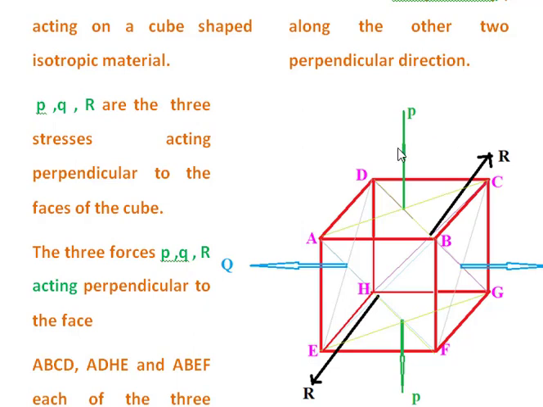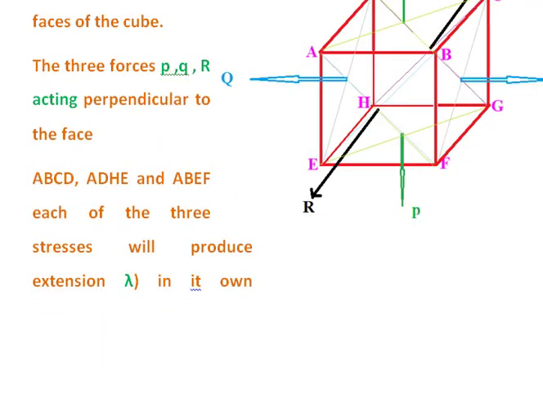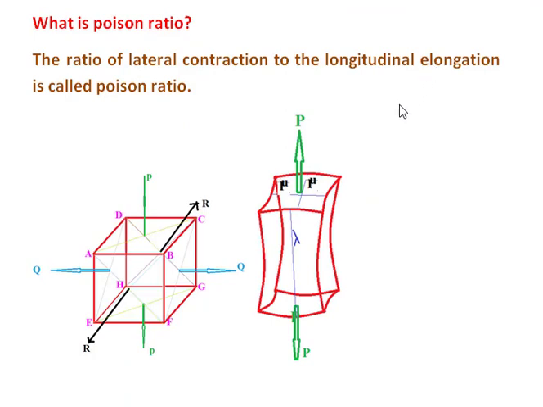We have three types of stress: P in this direction, Q in this direction, and R in this direction was applied. So due to the stresses applied on this cube, a lateral contraction and a longitudinal elongation is obtained. So it is the ratio between lateral contraction to the longitudinal elongation. It is called the Poisson ratio.